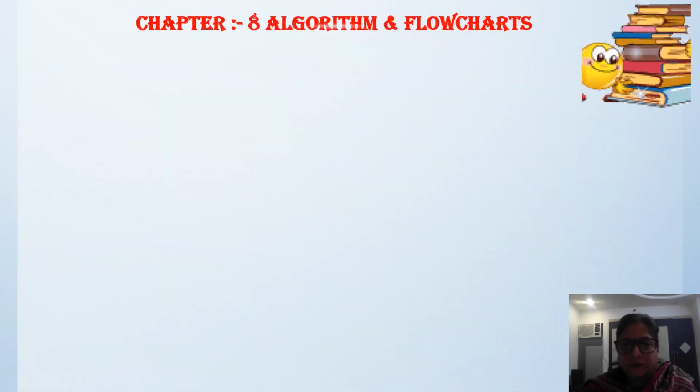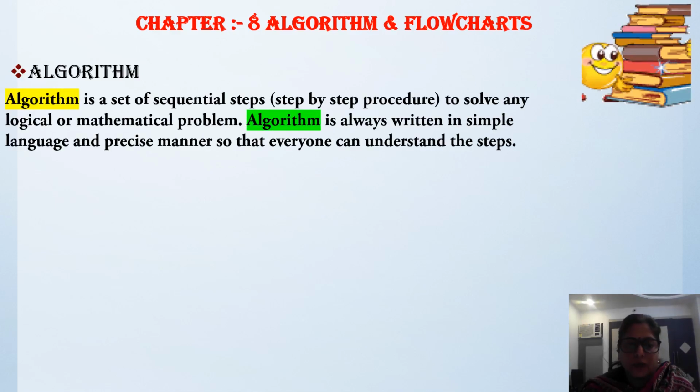Okay, next chapter is chapter number 8, algorithm and flowchart. Here we revise the algorithm. What is an algorithm? An algorithm is a sequence of steps, means a step-by-step procedure to solve any logical or mathematical problem, right? Algorithms are always written in a simple language and precise manner so that everyone can understand the steps, right?